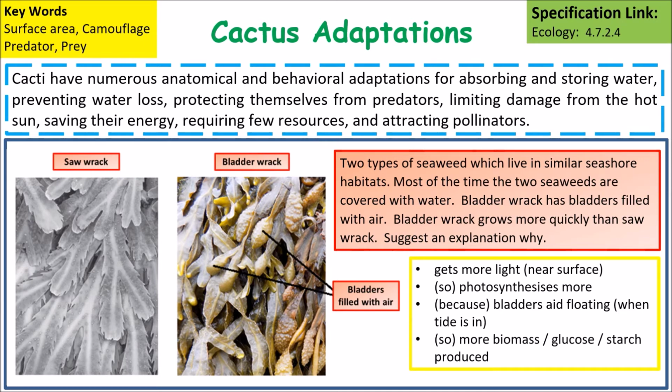So some of the key things that you need to talk about is that the bladders help them float on water, so therefore they get more light, so they can photosynthesise more, and if they photosynthesise more, they'll be able to convert the glucose they're making into things needed to grow.